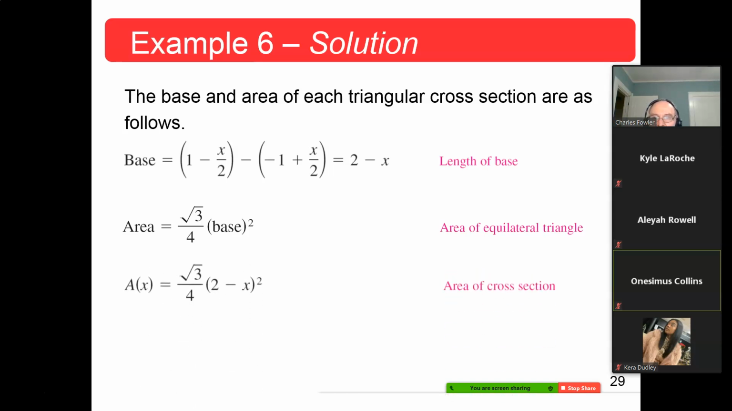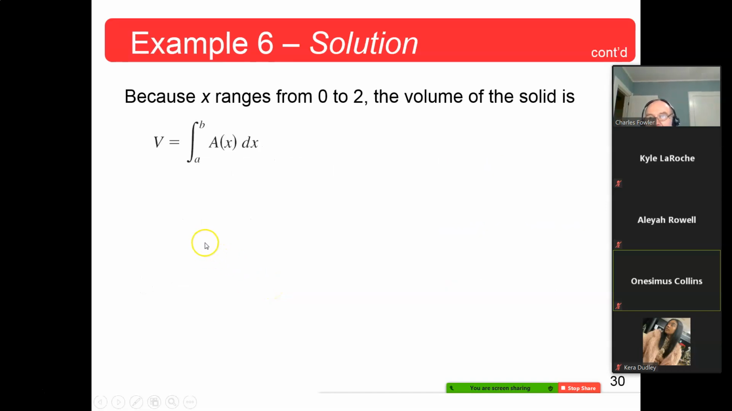Now what is the base? The base was 2 minus x, so it'd be the square root of 3 over 4 times 2 minus x squared. That's the area of every one of those slices. And your slices are going from x equals 0 out to x equals 2. So that's what you're integrating from 0 to 2. The volume is the integral from 0 to 2 of that area times the thickness. And the area is the square root of 3 over 4 times 2 minus x squared dx.